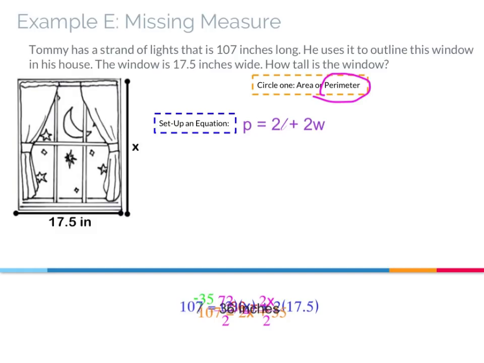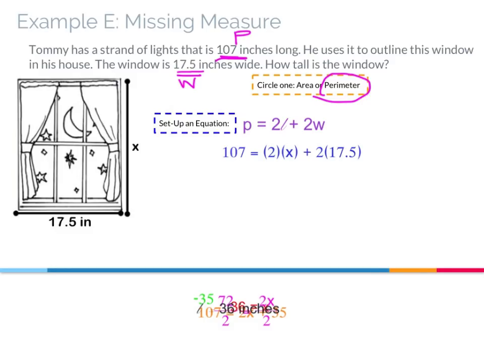So it says that Tommy has a strand of lights that is 107 inches long. So this is actually our perimeter. And it also says that the window is 17.5 inches wide. So there is our width. Since we need to figure out how tall the window is, we have to solve for the length. And we already know what our perimeter and our width is. So I'm going to substitute in 107 in for P. So we get 107 is equal to 2 times x plus 2 times the width, which we said was 17.5.